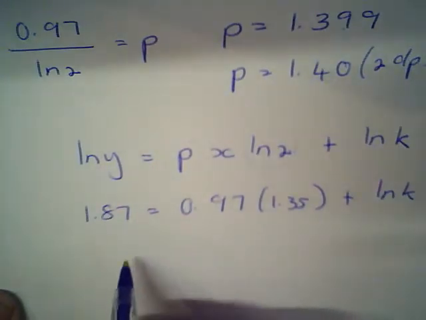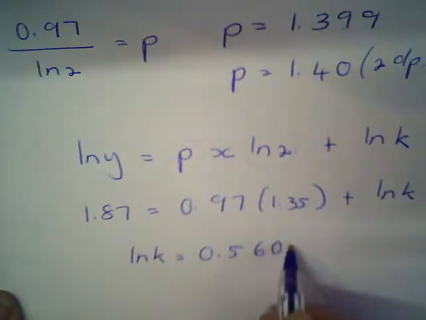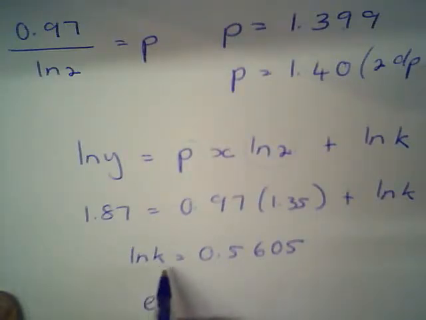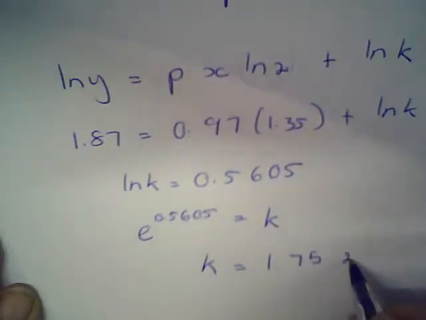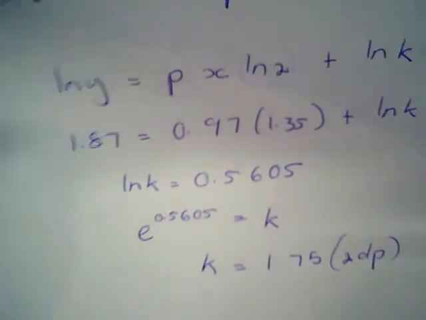I subtract the two from one another, so natural log k equals 0.5605. We know that we can write that in exponential form. Natural log is just log base e, so e to the power 0.5605 equals k, and I can use the calculator to obtain that, so k is 1.75, correct to 2 decimal places. Okay, and question 5 is done. That was worth 6 marks.